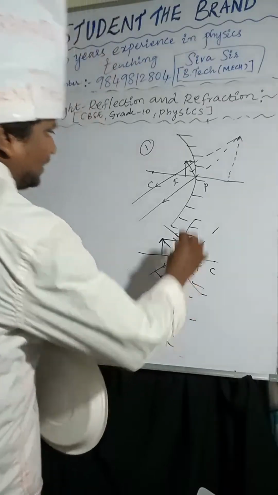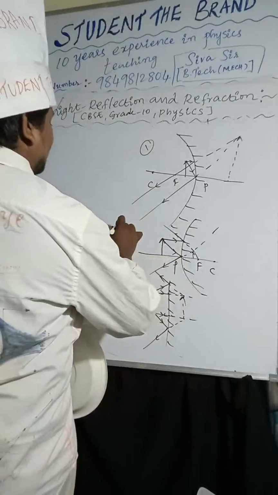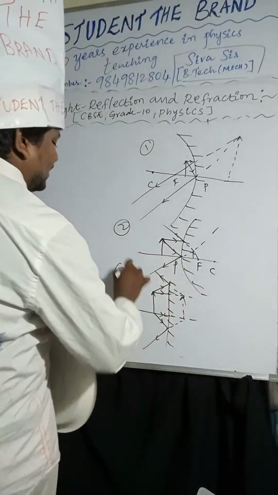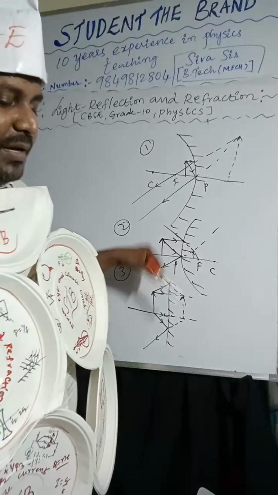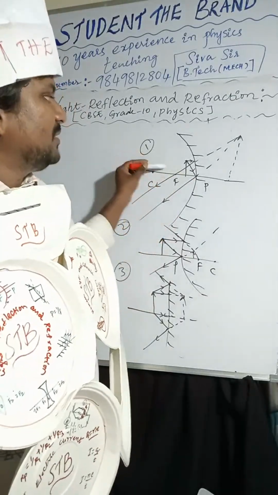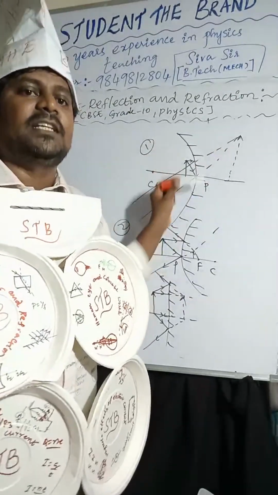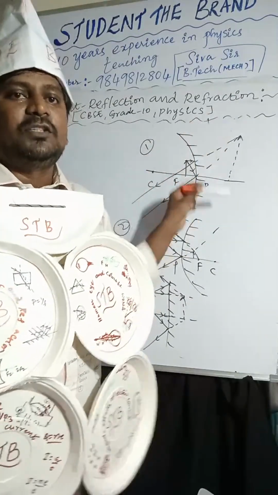Understood? In these three cases, without touching the mirror, we can understand. This is the second case and the third case. In the first case, the image is virtual, erect and enlarged.